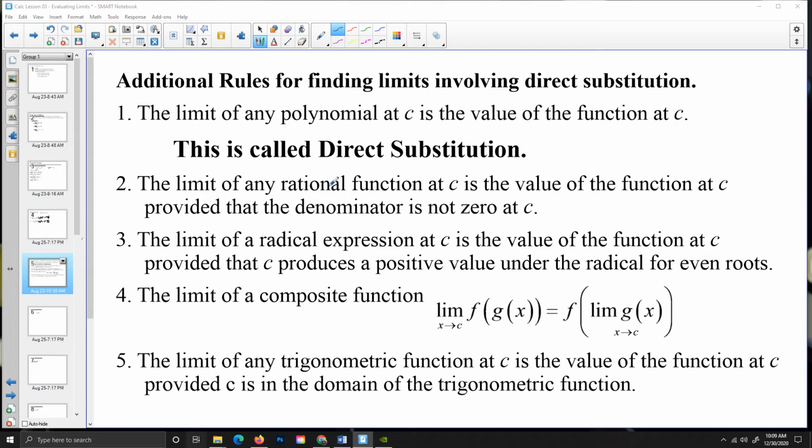The limit of any rational function, which is the quotient of two polynomials, at some value c is the value of the function at c, provided that the denominator is not equal to 0 at c. The limit of a radical expression at c is the value of the function at c, provided that c produces a positive value under the radical for even roots. The limit of a composite function, the limit as x goes to c of f of g of x, is the function value of the limit of g of x. The limit of any trigonometric function at c is the value of the function at c, provided that c is in the domain of the trigonometric function.